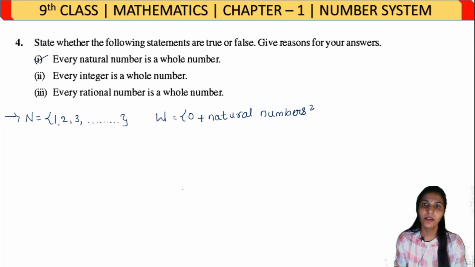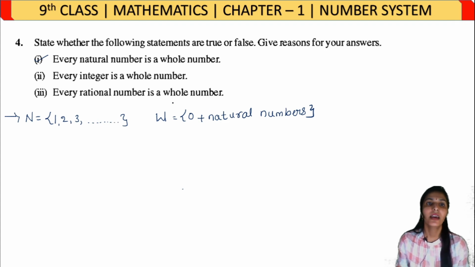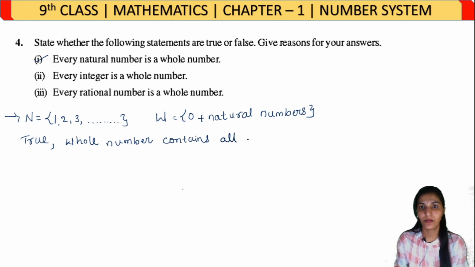Now check the statement. Every natural number is a whole number. Yes, every natural number is coming under a whole number. So we can tell that every natural number is a whole number. So the statement is true. And we can give the reason here: whole number contains all the natural numbers.